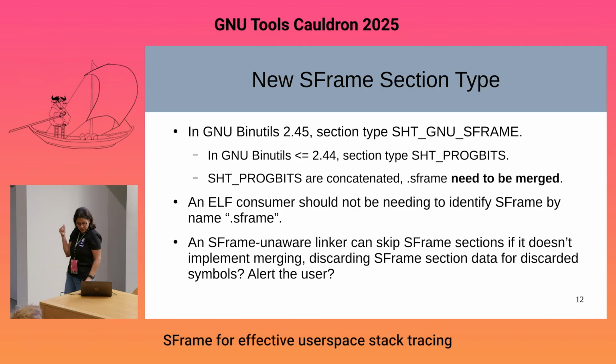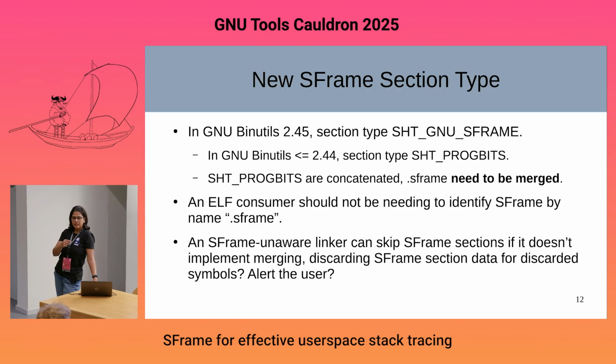The other change that we did was that we realized over time that SFrame sections had so far been carrying the section type of SHT_PROGBITS. SHT_PROGBITS is a marker in ELF that indicates that these sections are concatenable, but it's a misuse of this section type. So we added SHT_GNU_SFRAME to properly indicate that this is a new section type.